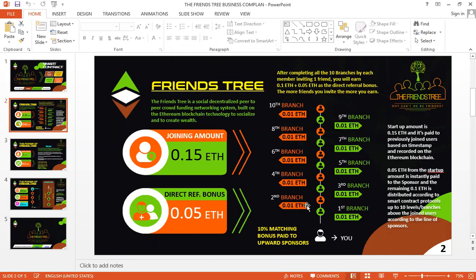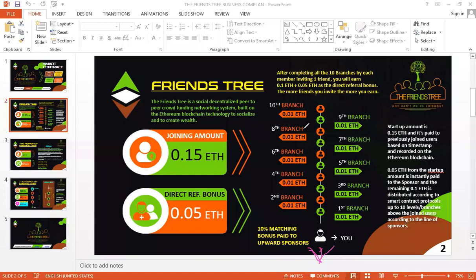So we can see a diagram over here, beautifully done, and these are your upward sponsors. This is you, as you can see over here. In this case, all your downlines or all your referrals are people beneath you. People that will be coming here, they are your downlines. That is you, and the people up here are your upward sponsors.